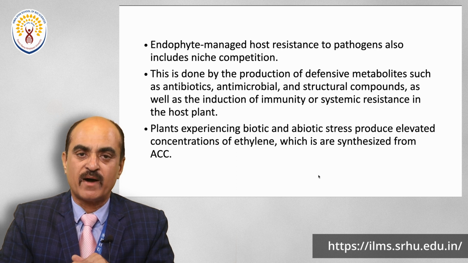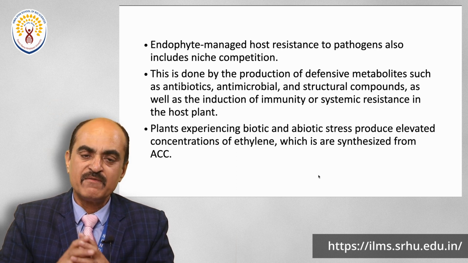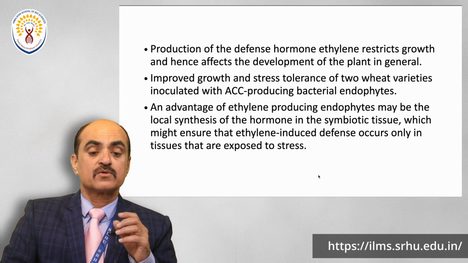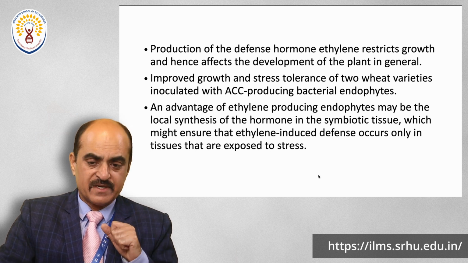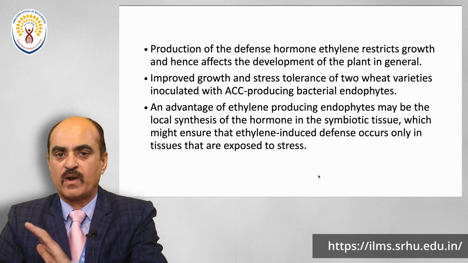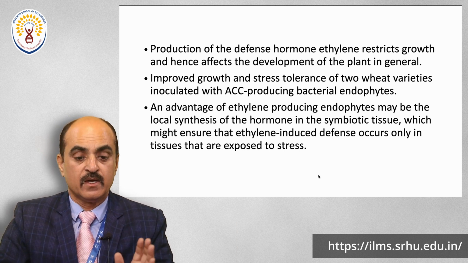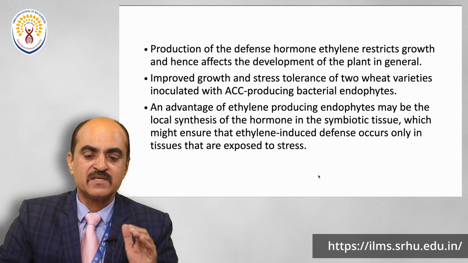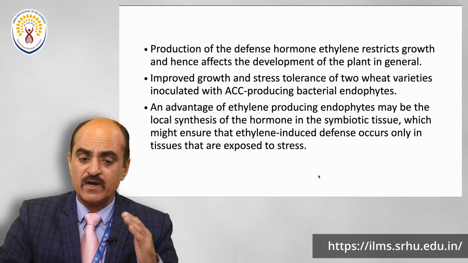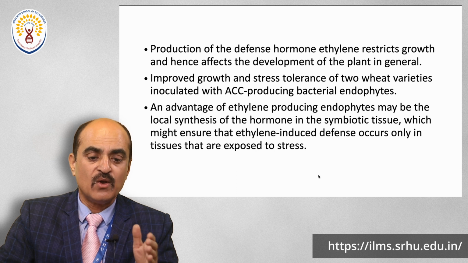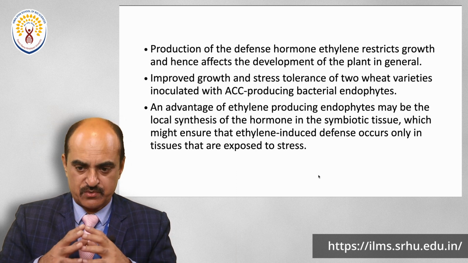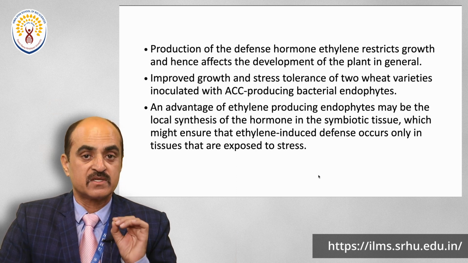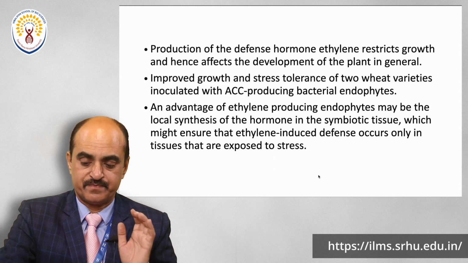So, the plants experiencing biotic as well as abiotic stress, they produce elevated concentrations of ethylene which are synthesized from ACC. So, the production of defense hormone ethylene, it restricts growth and hence affects the development of the plant, if we generally discuss this aspect. So, improved growth and stress tolerance of 2 wheat varieties was observed in one experiment inoculated with ACC producing bacterial endophytes. It was observed that an advantage of ethylene producing endophytes may be the local synthesis of hormone in the symbiotic tissues, which might ensure that the ethylene induced defense occurs only in tissues when they are exposed to the stress. So, we can say during stress ethylene is produced.